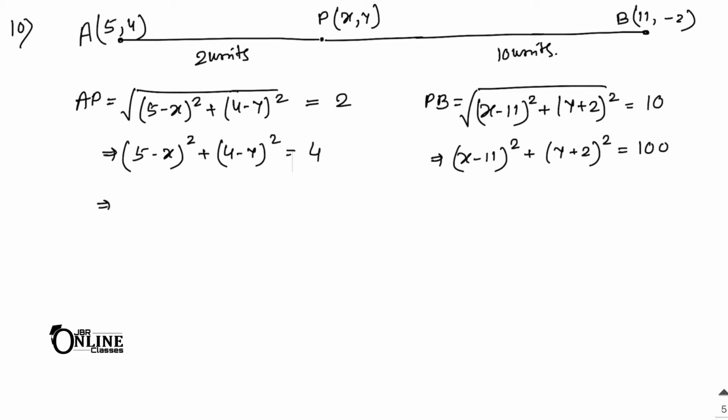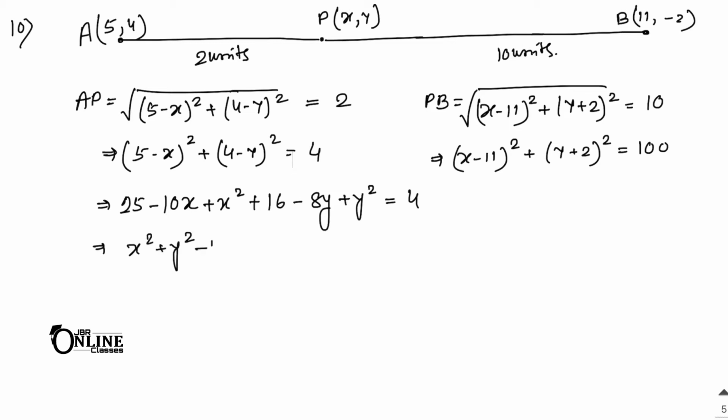Now next one, you have to find out the value of x and y here. Okay, so as here (5 minus x) whole square, you can write down directly as 25 minus 10x plus x square, and that one will be here 16 minus 8y plus y square, that equal to 4. Clear? So now here x square plus y square minus 10x minus 8y, and then here 25 plus 16, so it's 41, that equal to 4.